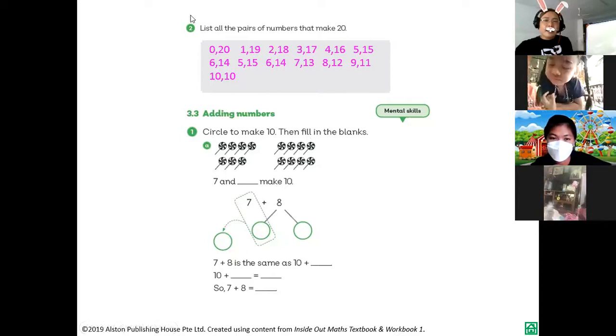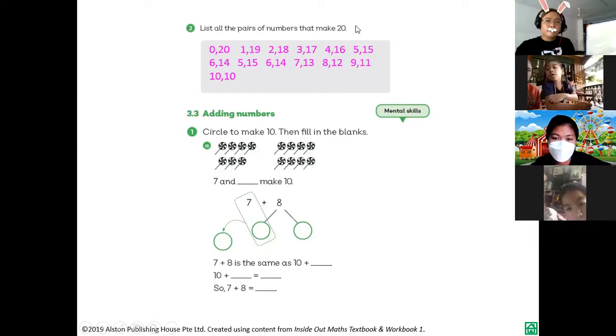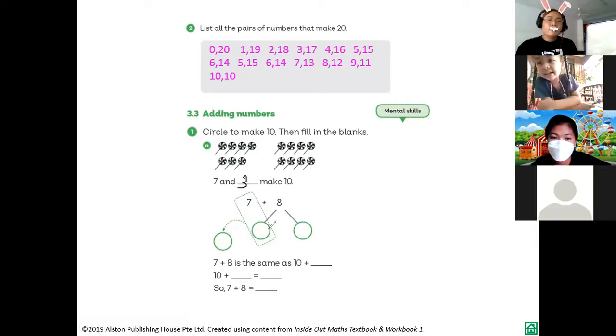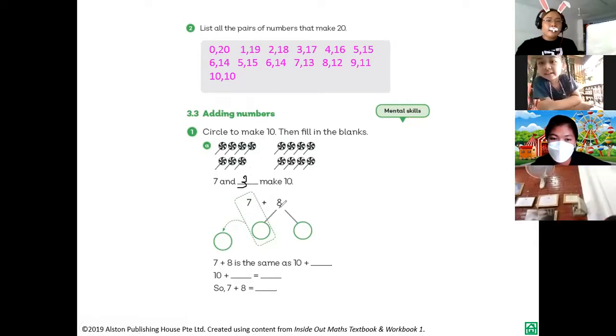Letter A. How many lollipops are there? So, a missing number. 3. Okay, so 7 plus 8 equals 15. Okay, very good.